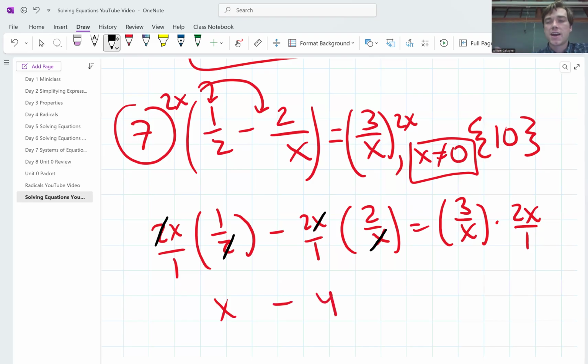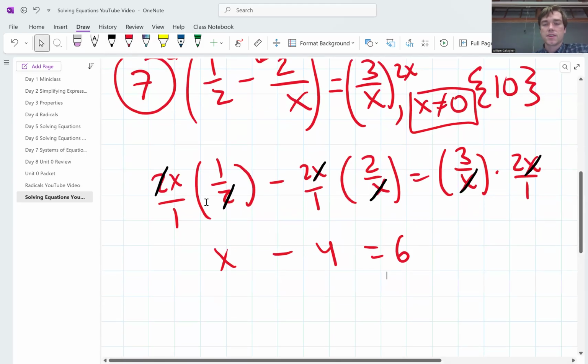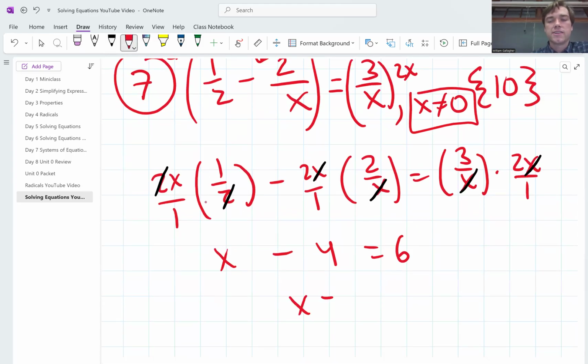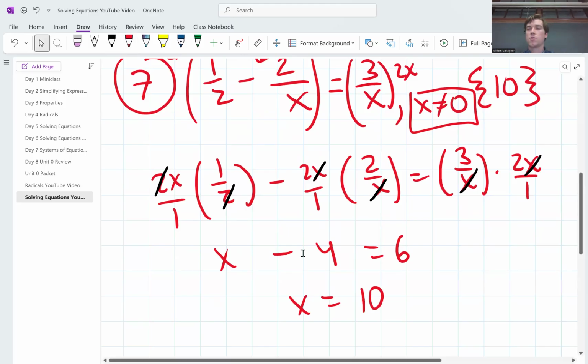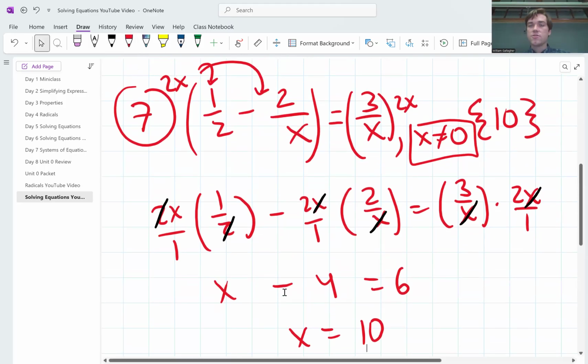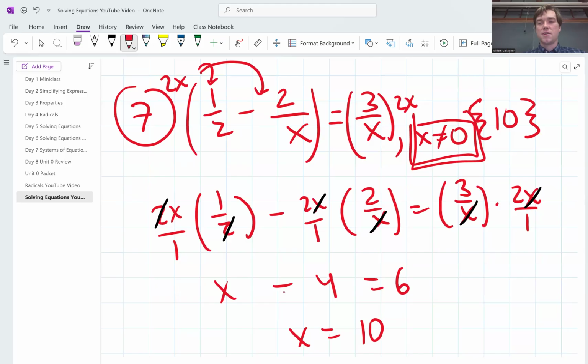And then here we have an x in the denominator and an x in the numerator. So we can cancel those out. So 2 times 3 is going to get me 6. And I'm going to get x is equal to 10 when I add 4 to both sides. Before I box my answer, I do just need to make sure that it's not the number that I eliminated. Of course, 10 is not equal to 0. So that is, in fact, our answer.